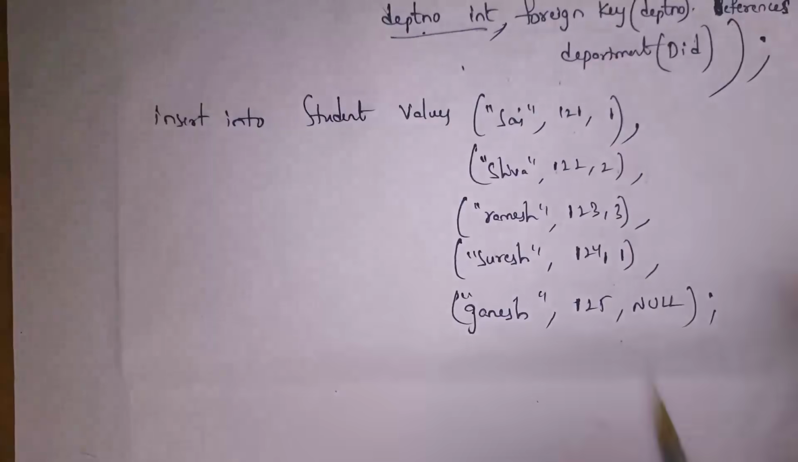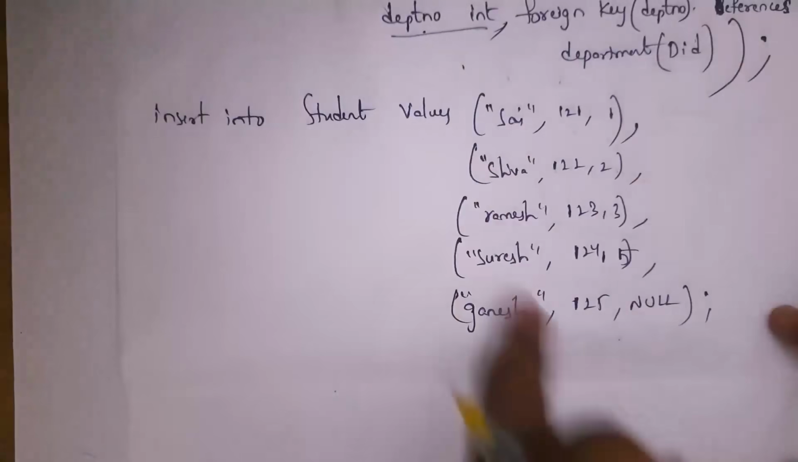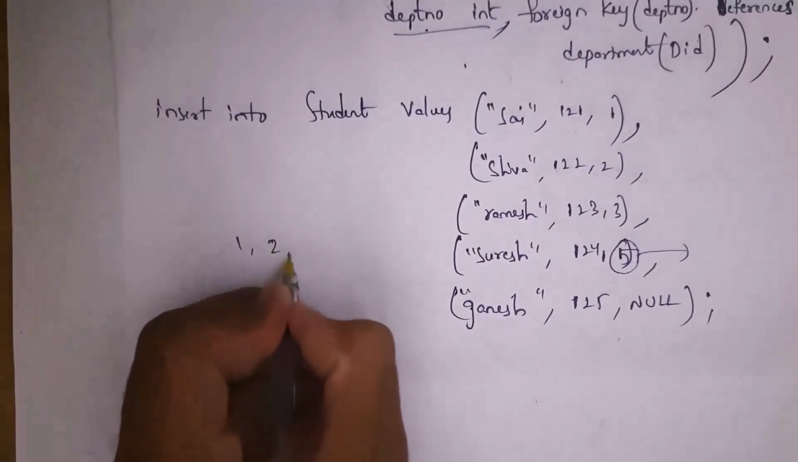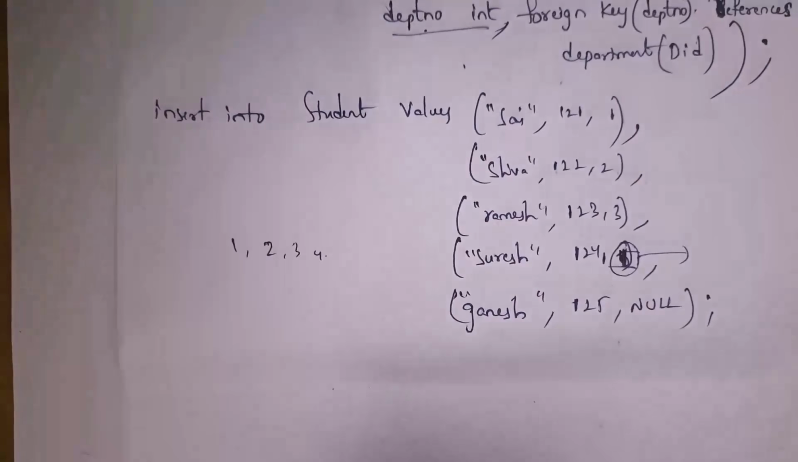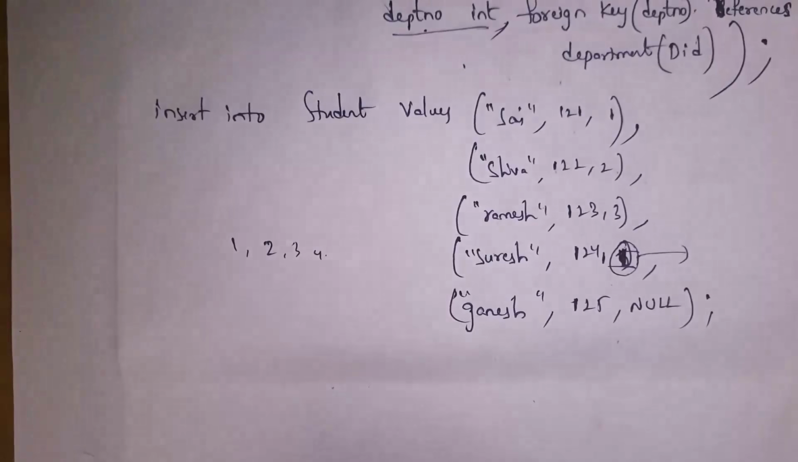Guys, for example, if I write here Suresh 124 and 5, this code will not be executed because we can take only 1, 2, 3, 4 values. If you don't want to give a department number, then you can just write null here. There is no need to use quotations for null.